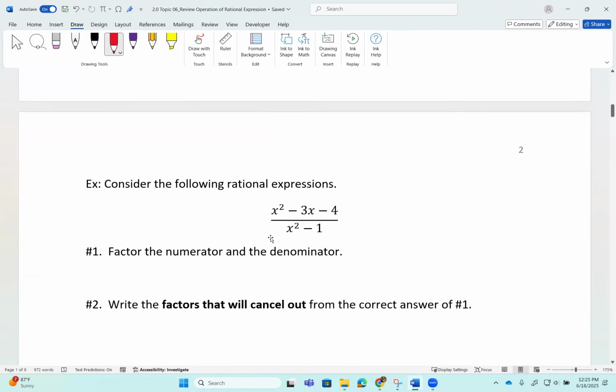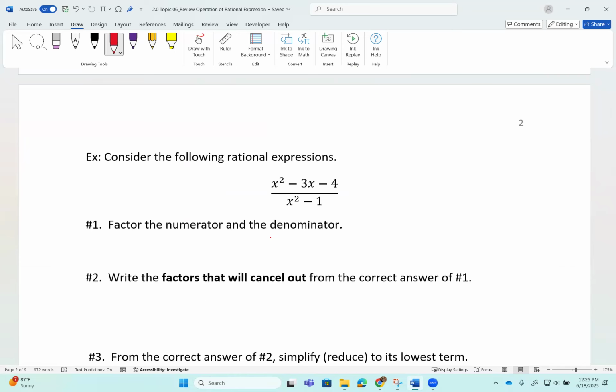So before I can cancel things out top and bottom, I have to factor the numerator and denominator first. So let's do this on the side here. The x squared minus 3x minus 4, if I factor that: for x squared, I use x and x. For 4, I will use 1 and 4 this time.